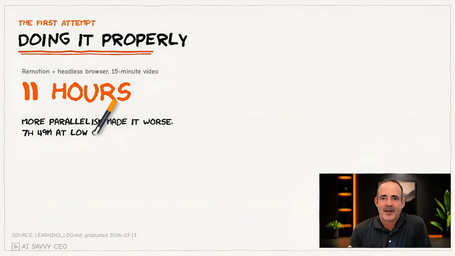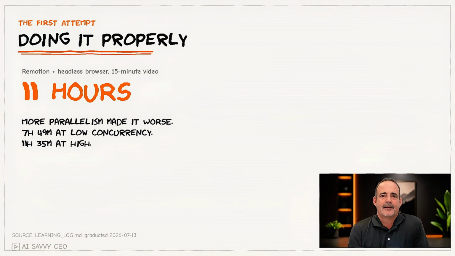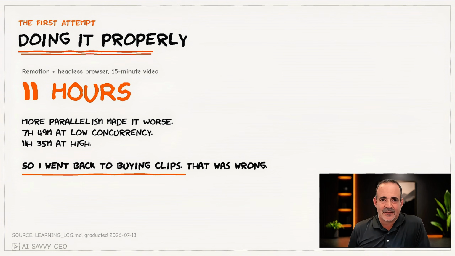And when I threw more parallelism at it, it got slower. 7 hours at one setting, 11 and a half at a higher one. More workers made it worse. That's a specific bug with a specific cause, and I'll come back to it later because the fix is a one-liner that'll save somebody watching this an entire night. But the lesson I took at the time was the wrong one. I concluded that doing it properly was too expensive, and I went back to buying clips.